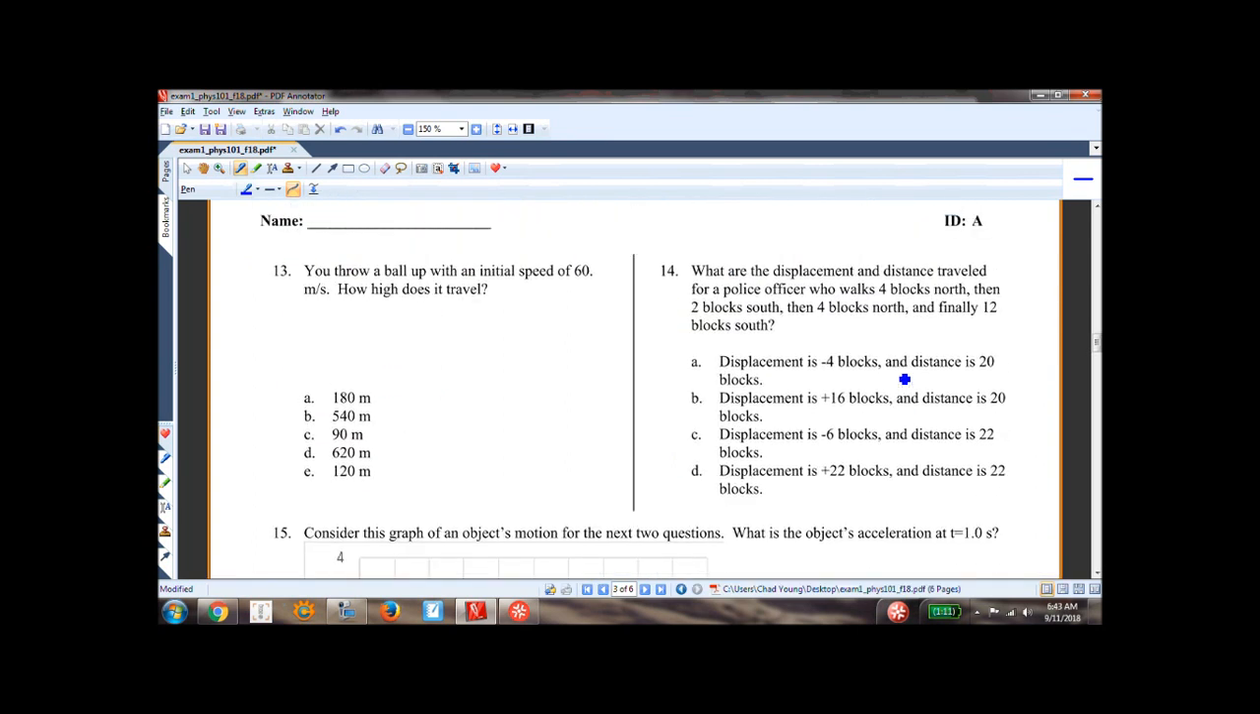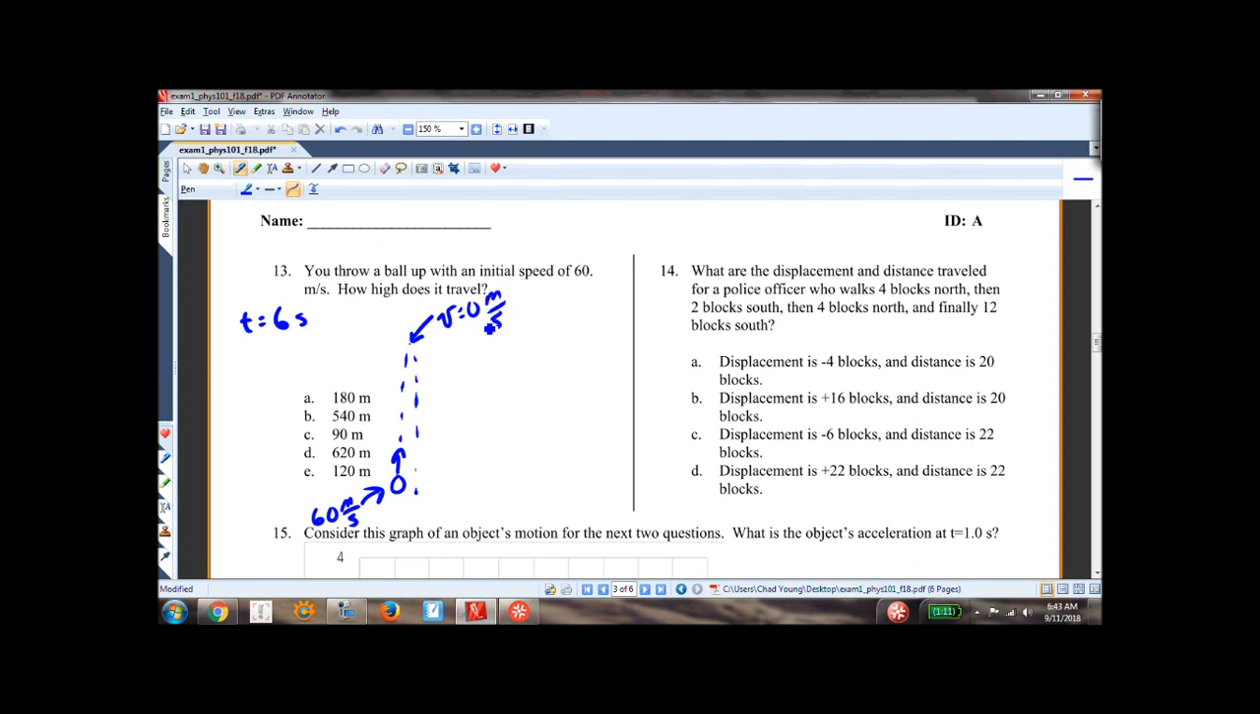All right, number 13, you throw a ball up with an initial speed of 60 meters per second. How high does it travel? First of all, how long does it take? Well, I think if you've been listening, you know that it takes 6 seconds to go up. But let's see. So let's draw a picture first. It goes up, comes back down again. I know that the velocity at the top is equal to 0 meters per second. And I know that the velocity down here is equal to 60 meters per second.